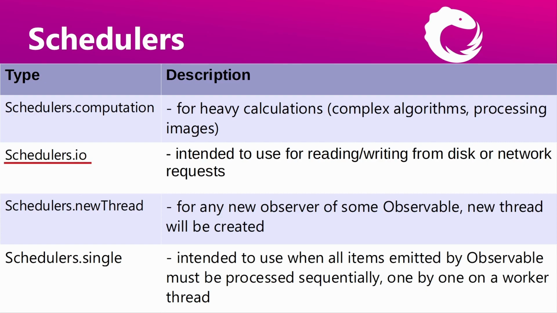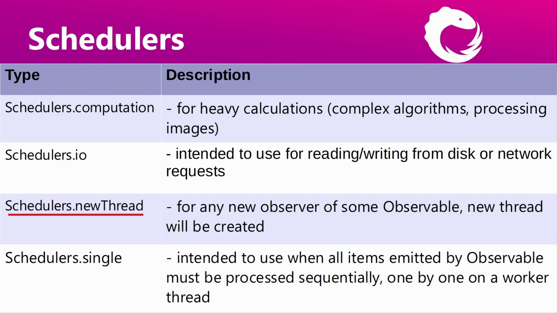Then we have Schedulers.io, and I already discussed that. It is intended to be used for reading and writing from disk, or network requests, so basically stuff related to input and output. And similarly to Schedulers.computation, under the hood it maintains a pool of threads. However, this pool of threads can grow or shrink depending on the amount of tasks that this scheduler needs to handle.